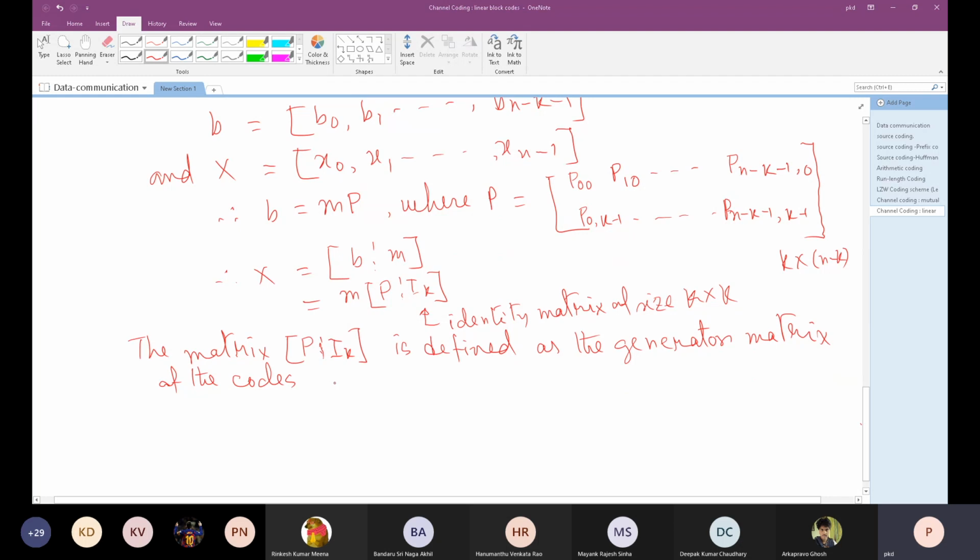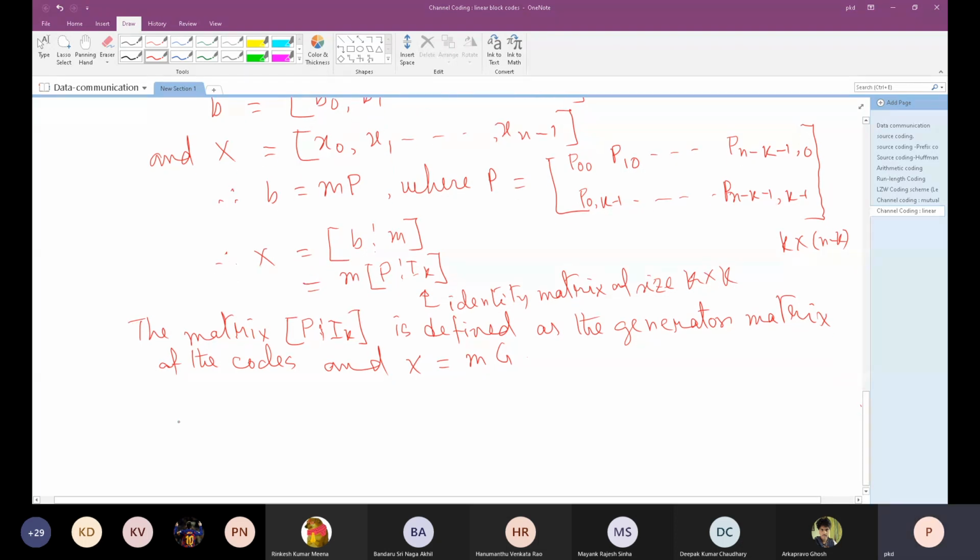And x is equal to m into G. So therefore, once P is determined, our generator matrix is determined. There are certain properties that need to be taken care of to determine P. One of them is that we have to keep a minimum distance between the code words. And also that each code word, meaning the combination of b and m both together, should be unique.